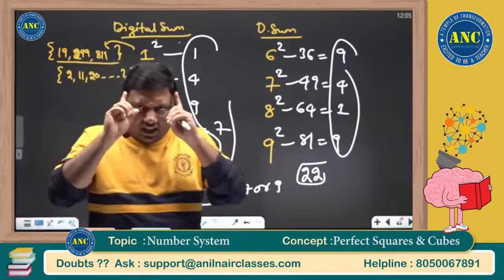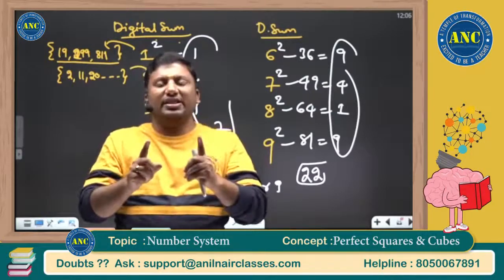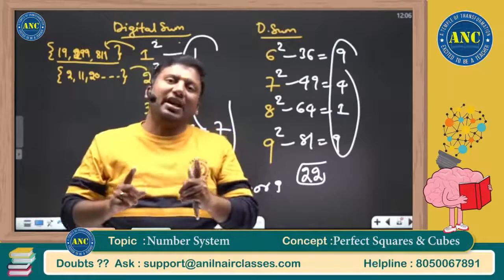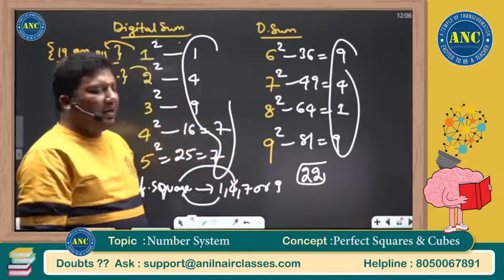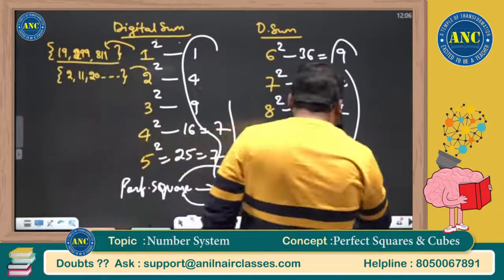If you are asked to check whether a number is a perfect square or not, use the digital sum. If the digital sum is any digit other than 1, 4, 7 or 9, then it is not a perfect square.